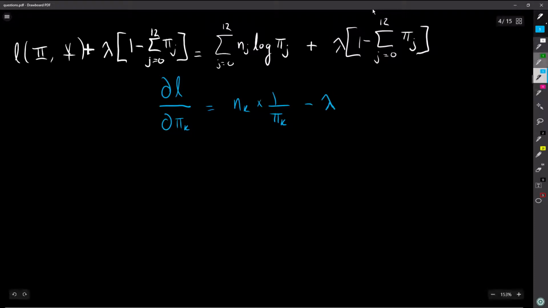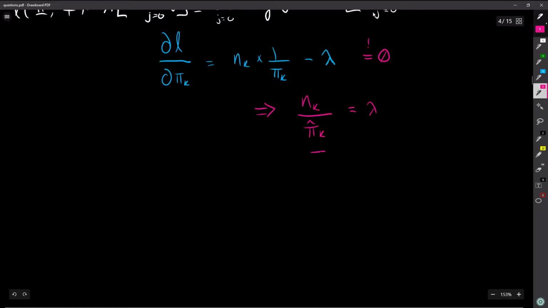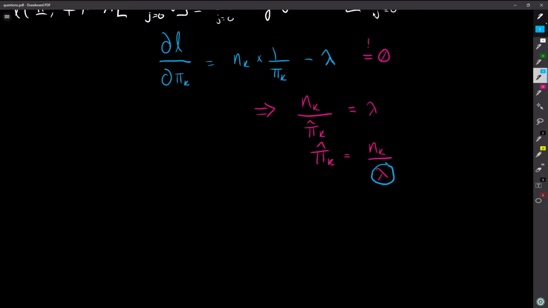So we subtract off lambda. And now you can see that we can actually set this thing equal to 0, right? If we set this equal to 0, then what that means is that we're going to have nk over pi hat k is equal to lambda. And now, doing our quick little rearrange, that means that pi hat k is equal to nk divided by lambda. Okay? And so you're probably wondering, well, what's this lambda, right? This is great. We've gotten an expression for pi hat k, but what does lambda equal?